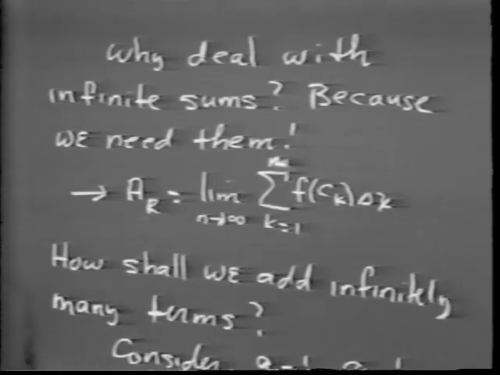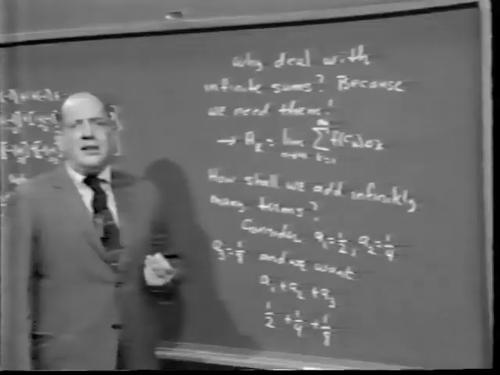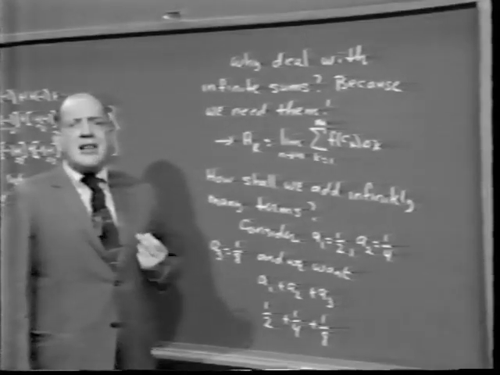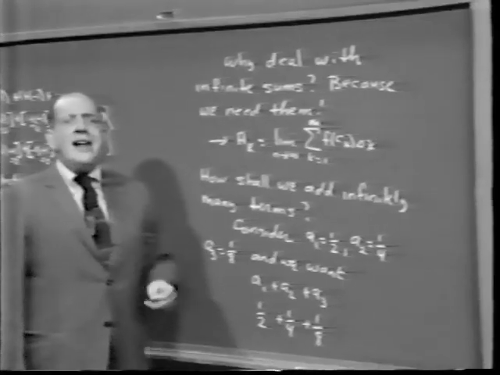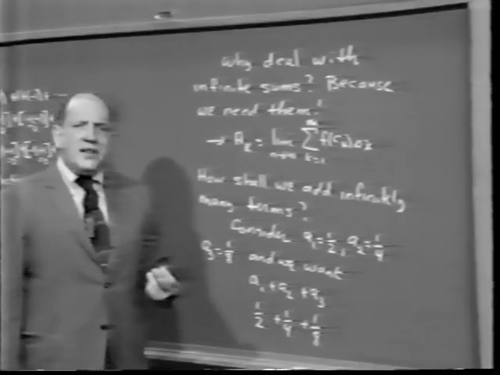We have a choice now. We can throw the thing out, but we don't want to throw it out. We need it. So the question is, how shall we add infinitely many terms? And even though we know that our intuition can get us in trouble, we have nothing else to begin with. So we say, okay, let's mimic what happened in the finite case and see if we can't extend that in a plausible way to cover the infinite case.